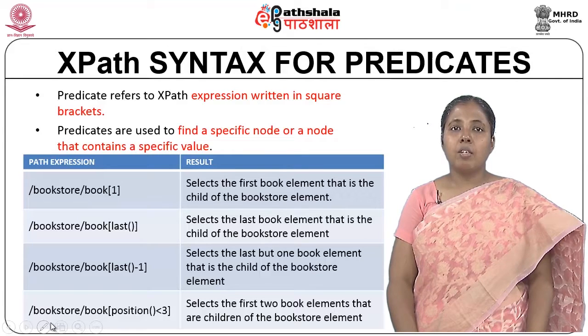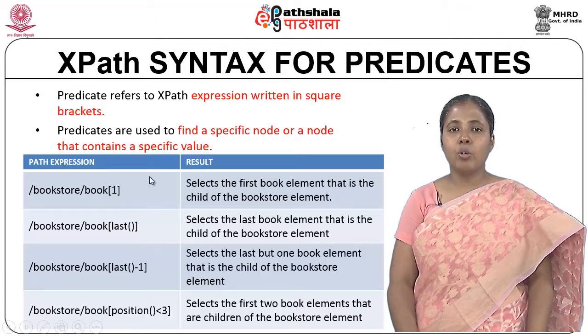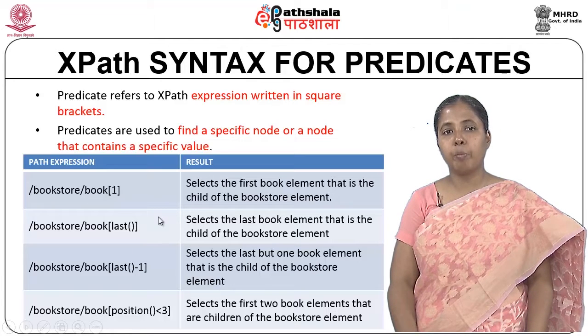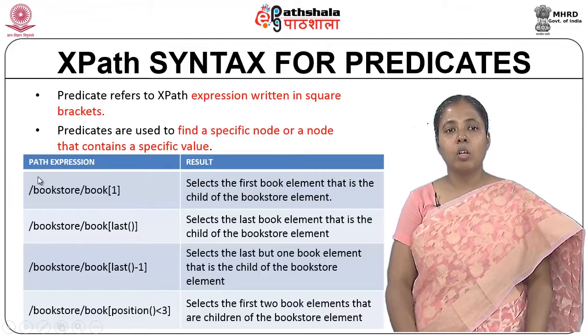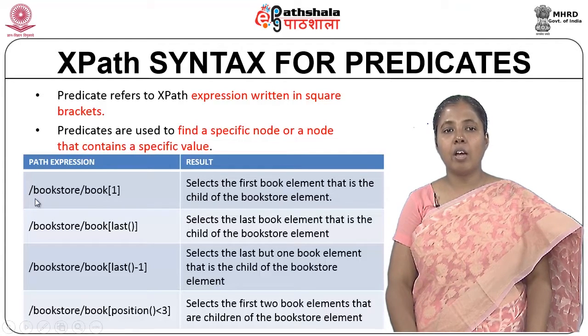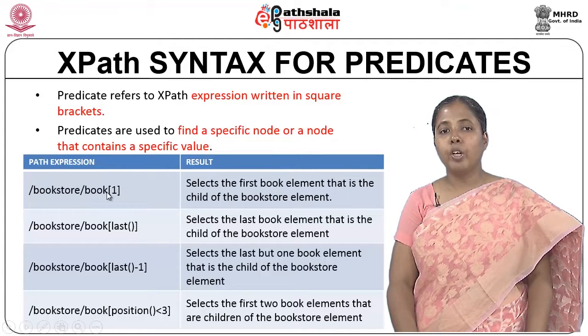Now, this XPath syntax can also be used with predicates. Predicates refer to XPath expressions written in square brackets, and predicates are used to find a specific node or a node that contains a specified value. Now, the path expression is given as /bookstore/book. The predicate is specified within the square brackets. So, we look for the books that are under this bookstore element. When the predicate is given as 1, it selects the first book that is the child of the bookstore element.